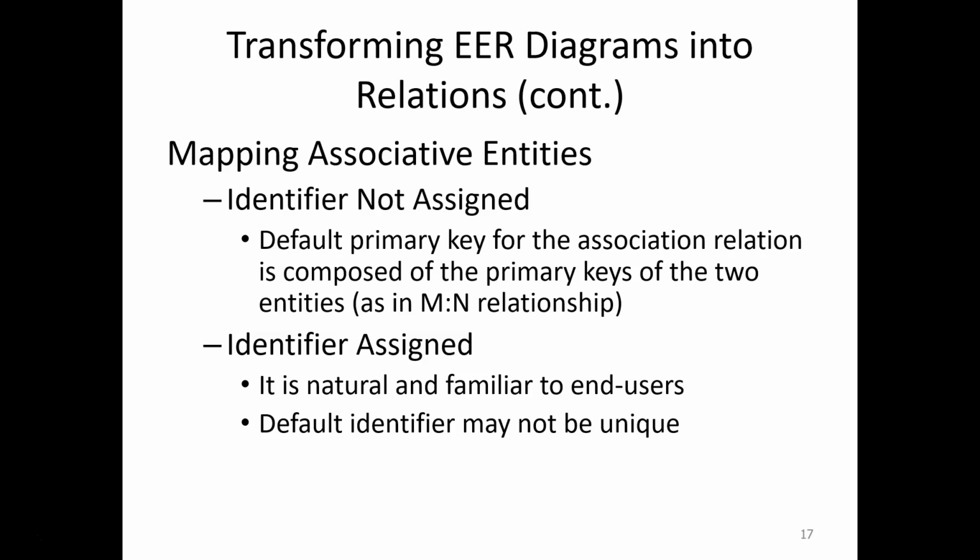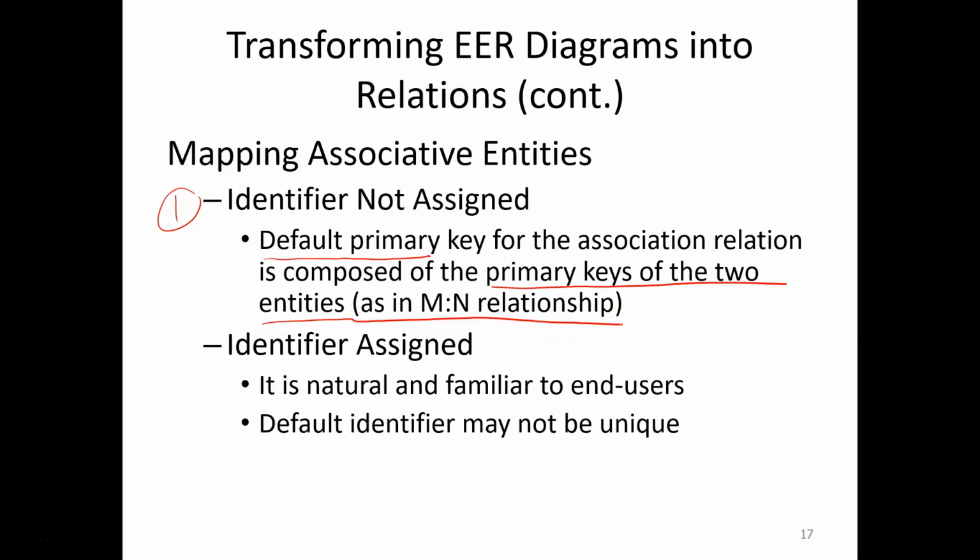So how do you map associative entity? There are 2 situations. The first situation is when the identifier is not assigned. When you have an associative entity, obviously you will create another table. And in this table, if the identifier is not assigned, then the default primary key for the associative entity is composed of the primary keys of the 2 entities, just like in a many-to-many relationship.